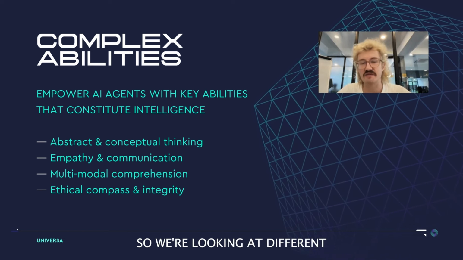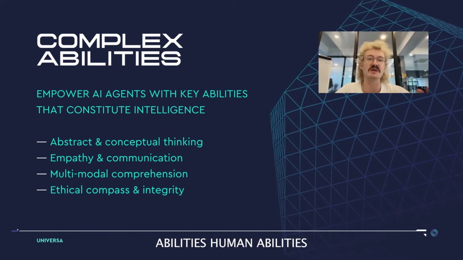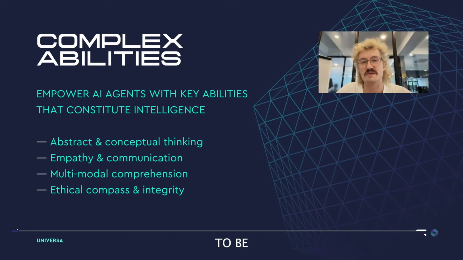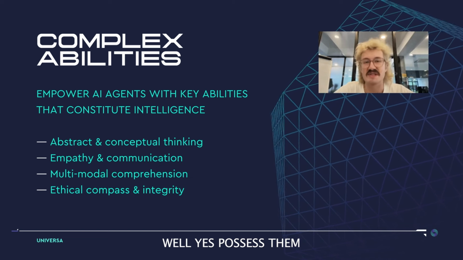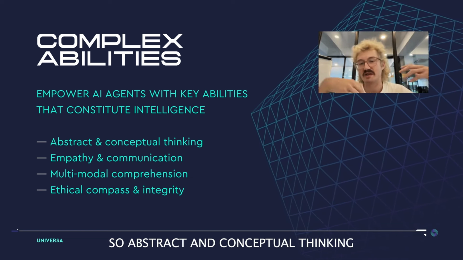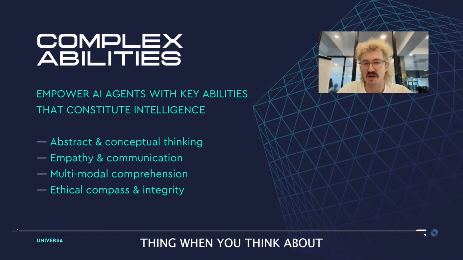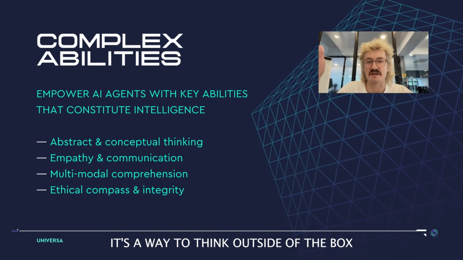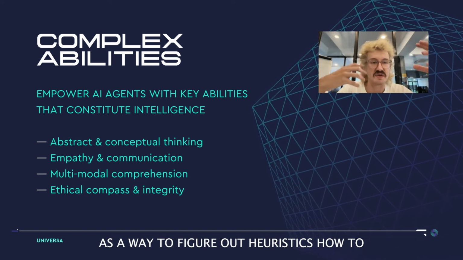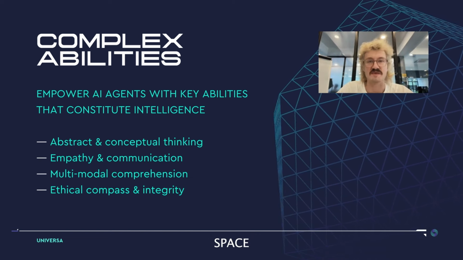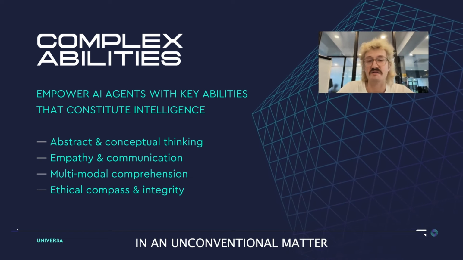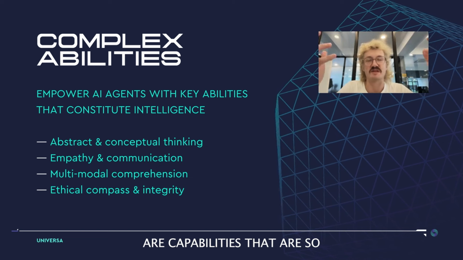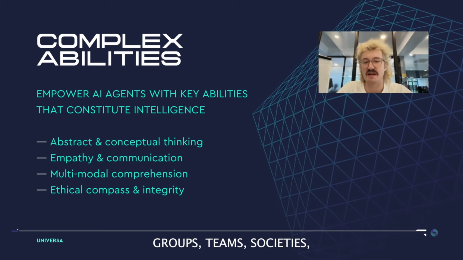So we're looking at different categories of these complex abilities, human abilities, intelligent abilities, and trying to implement tools for AI agents to be able to use them, to be able to possess them in some way or the other. So abstract and conceptual thinking, it's a pretty natural thing when you think about complex problem solving, right? It's a way to think outside of the box. It's a way to innovate. It's a way to figure out heuristics, how to get from point A to B within a problem space in an unconventional manner.